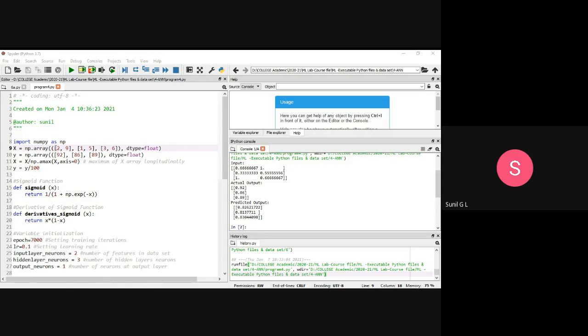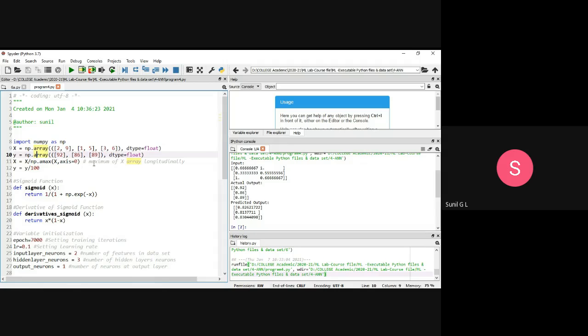For that, these are the values 2 9 1 5 3 6. We are declaring and initializing the array, a new NumPy array, with the data type float. So we are declaring 6 values and making them one array, which is stored in x. This is the actual output: the output values 92, 86, 89.